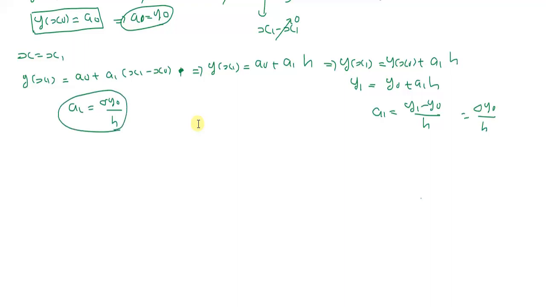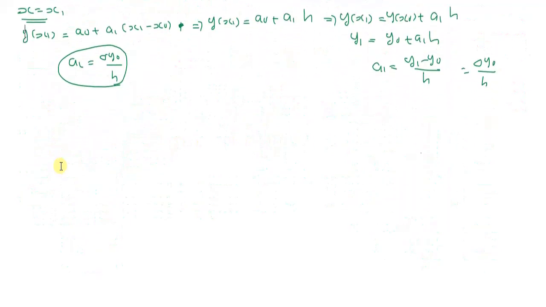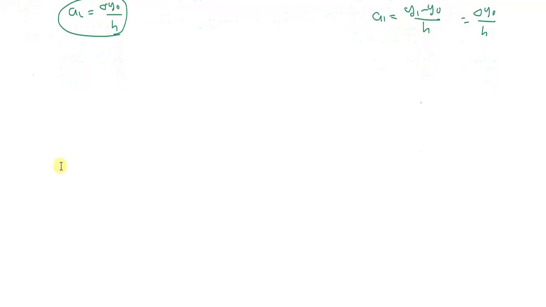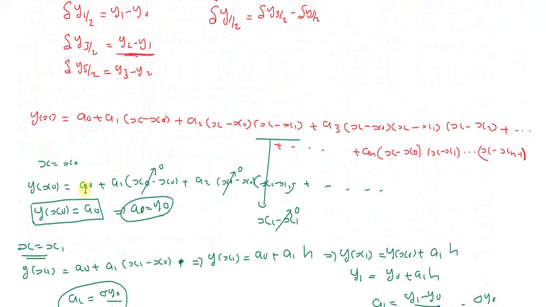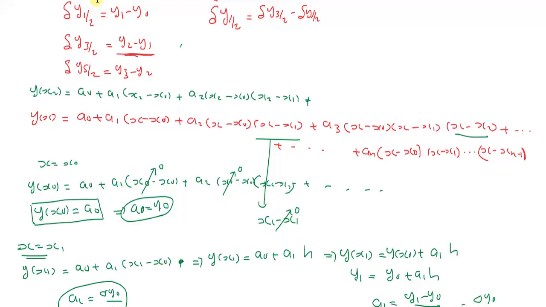Now we substituted x is equal to x1, and earlier we substituted x is equal to x naught. So what will we substitute next? Next we will substitute x is equal to x2. Now if you substitute x is equal to x2 in the above equation, then you will get y of x2. So writing here, y of x2 is equal to a naught plus a1 into x2 minus x naught plus a2 into x2 minus x naught into x2 minus x1 plus the next term, where x2 minus x2 will appear. So the rest will be 0. Okay, so here y of x2 will be y2.